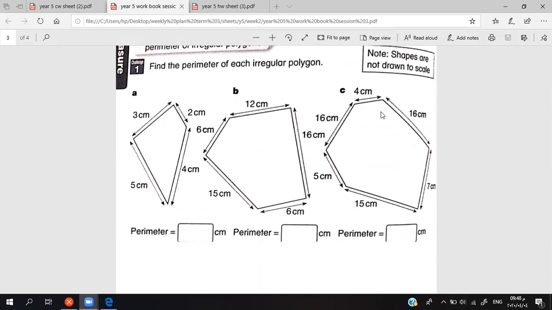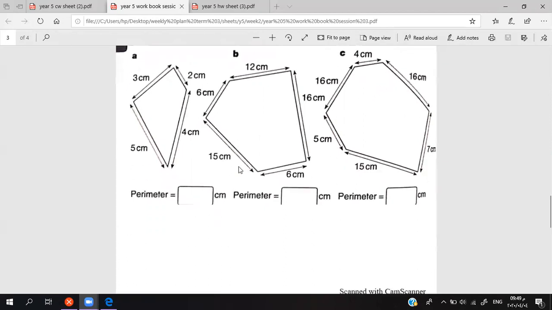I see how many sides this shape has. Is it a pentagon, a hexagon, a heptagon, or an octagon? Okay, and I multiplied by its number of sides. Now I'm going to learn how to get the perimeter of irregular polygons. It means that each side is different. Okay, so let us try.